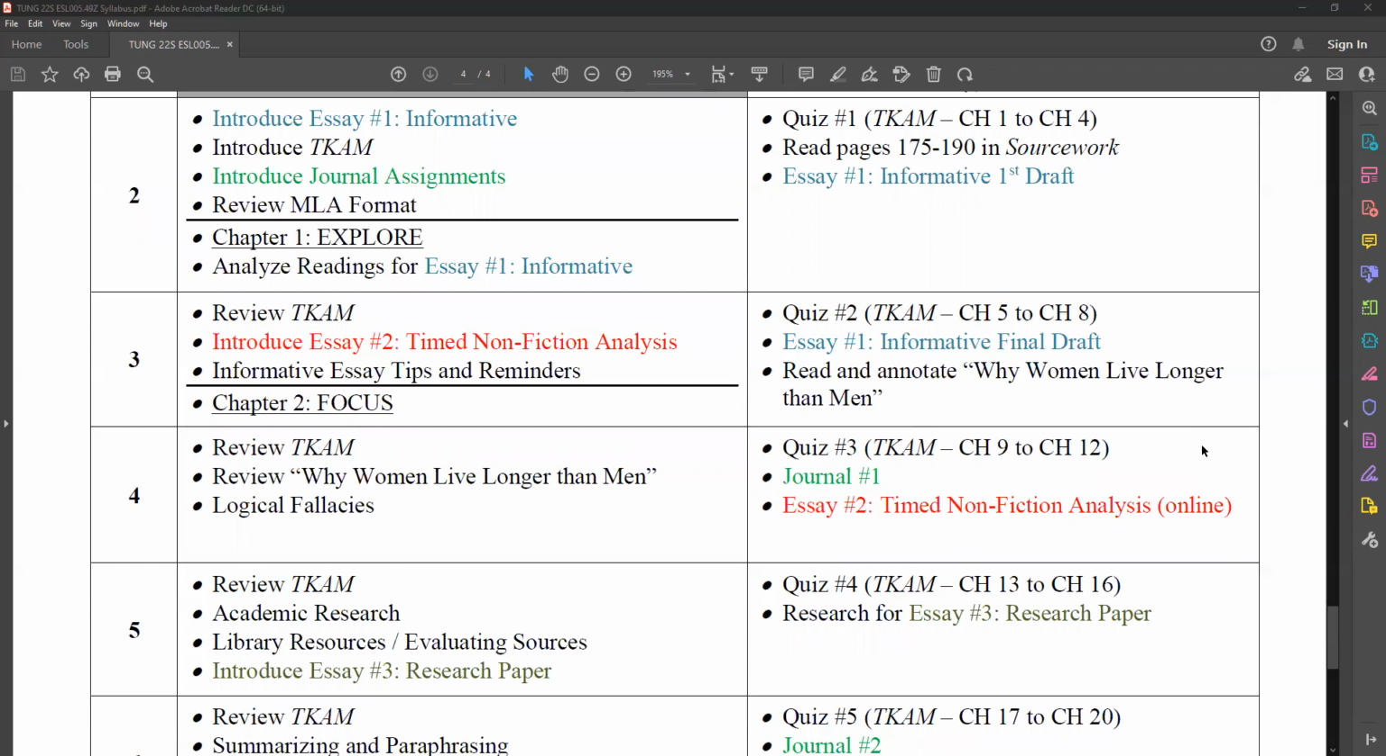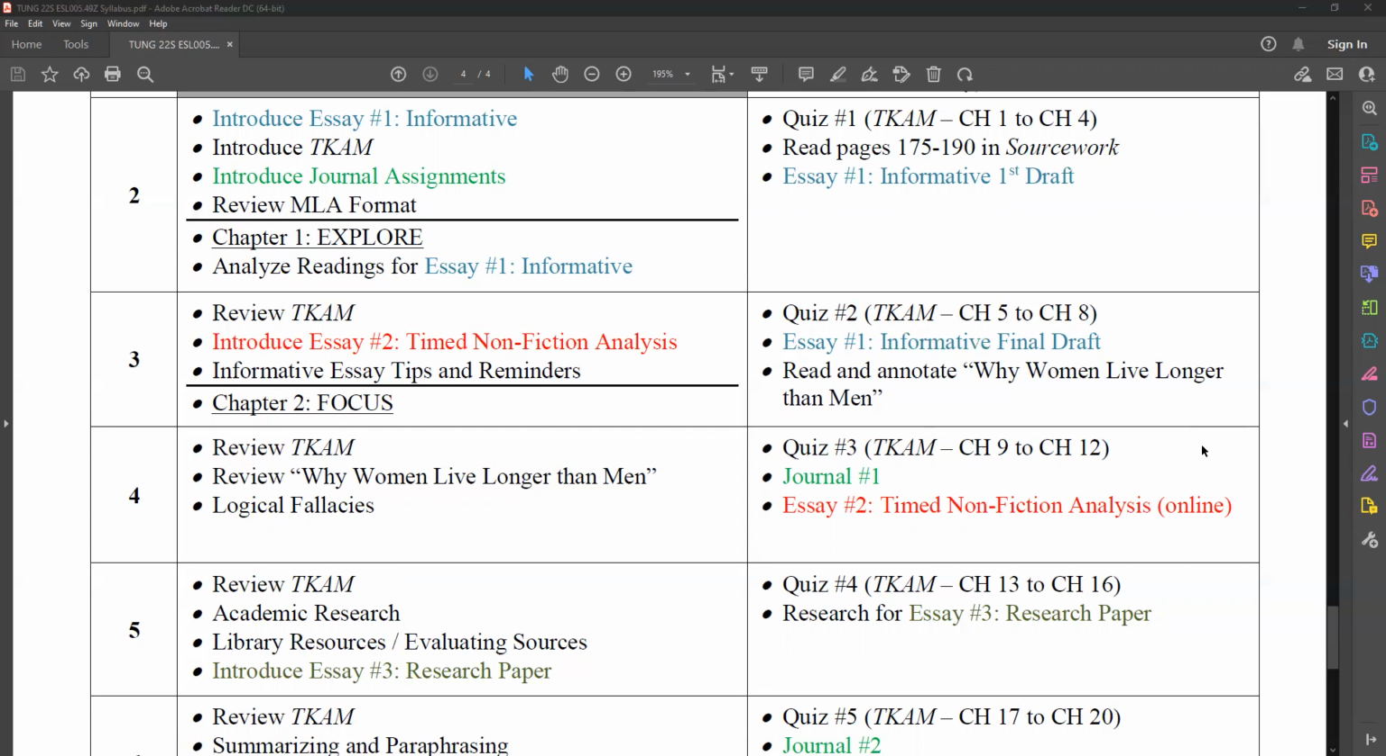So right now, this is more like a tentative schedule, right? Things can change, but you can see there's a black line, right? So this is my plan. Anything under the black line each week is maybe I'll just make a video for us, right? So I'm planning right now, next week, the video will be focused on chapter 1, Explore, and also the readings, pages 175 through 190, right? Analyzing the readings first a little bit for essay number 1. And that'll make more sense when we talk about essay number 1 on Monday. So you can see it's very quick.